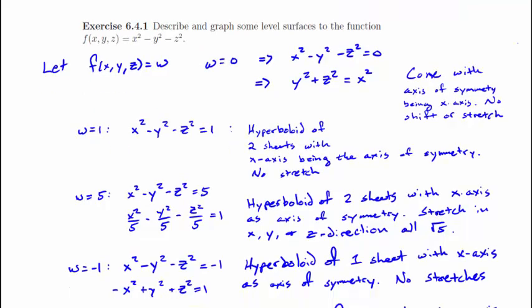All right, let's wrap this lecture up. Exercise 6.4.1. Describe and graph some level surfaces to the function f of x, y, z equals x squared minus y squared minus z squared. Let's let f of x, y, z equal w. If w equals 0, we get x squared minus y squared minus z squared equals 0, which implies that y squared plus z squared equals x squared. This gives us a cone with the axis of symmetry being the x-axis, no shifts or stretches.